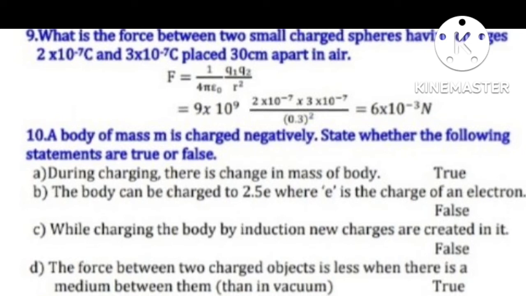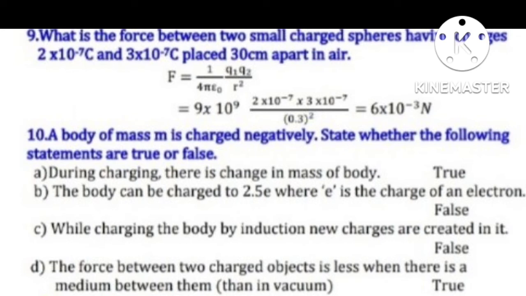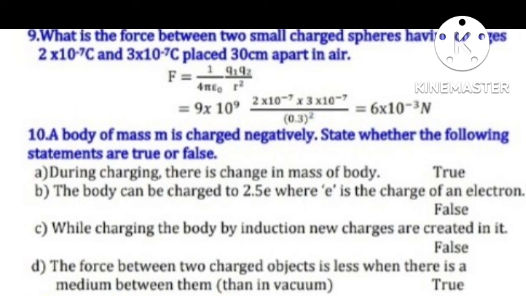The third statement is, while charging the body by induction, new charges are created in it. The statement is false. In the case of induction, the same charged body can be used to charge any number of bodies without any loss to its own charge.